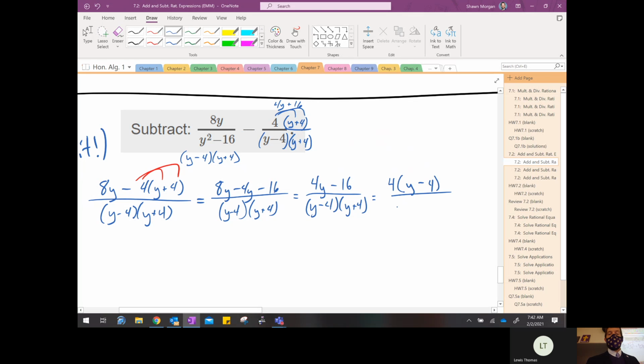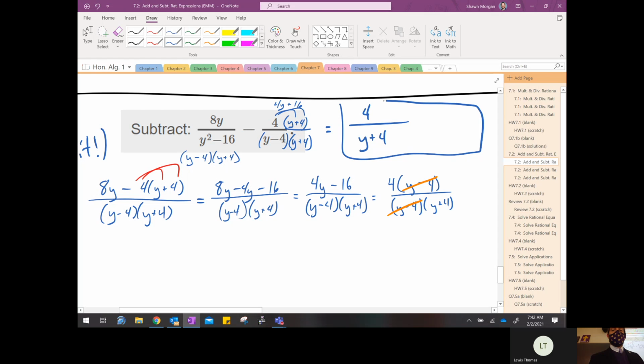And then, what do I notice, class? I finally get to do what? I get to cancel. What am I going to cancel out? Y minus 4. All right, so our final answer over here was 4 on top and y plus 4 on the bottom.